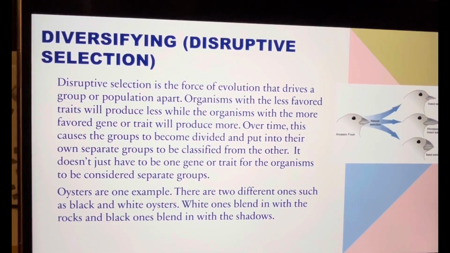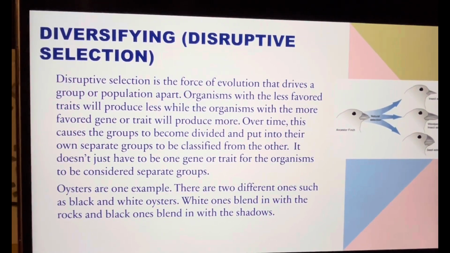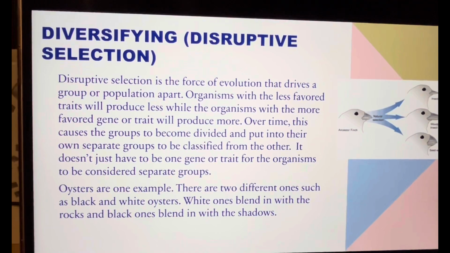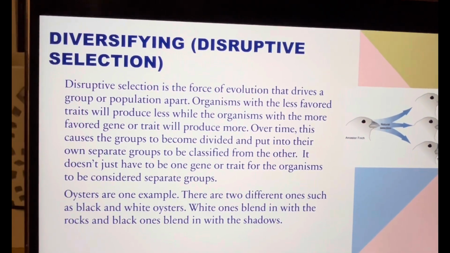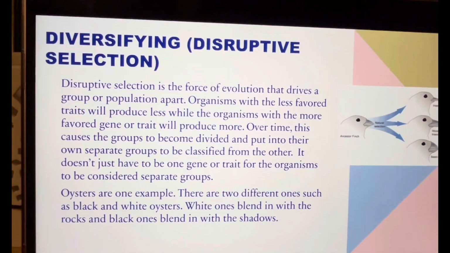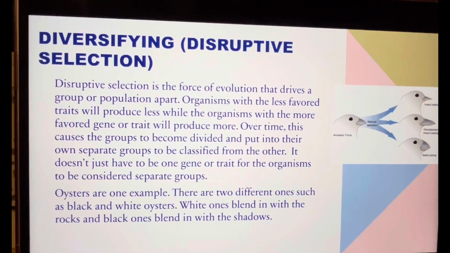Oysters are one example. There are two different ones, such as black and white oysters. White oysters often blend in with rocks and lighter colored coral, while black ones blend in more with the shadows and darker colored organisms.